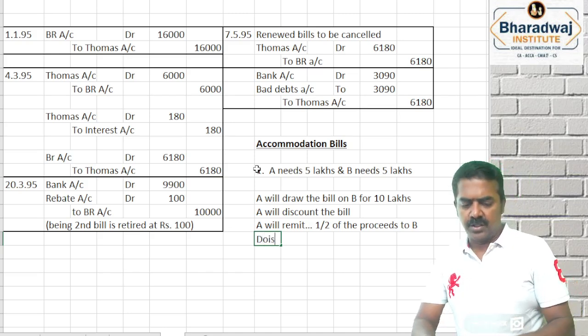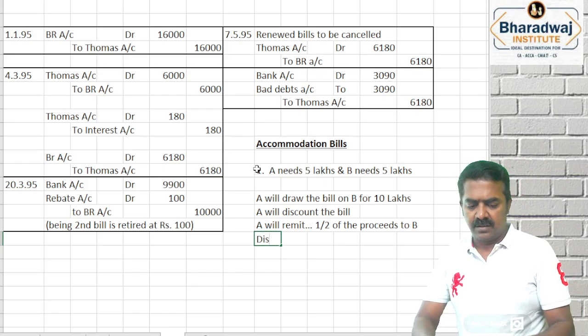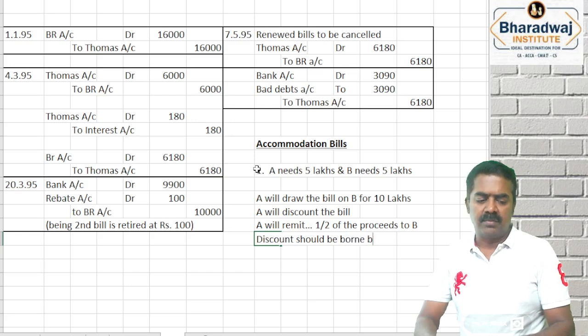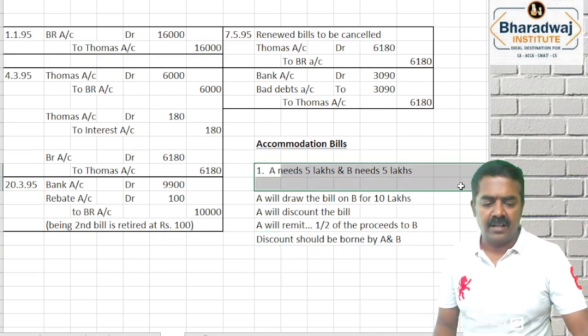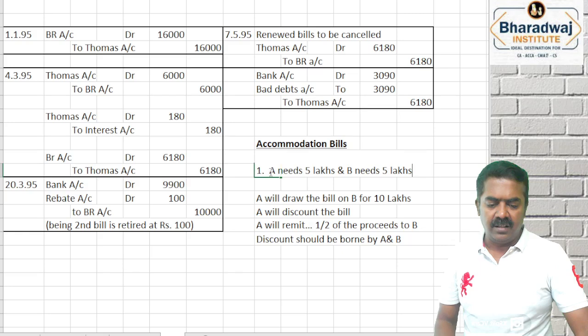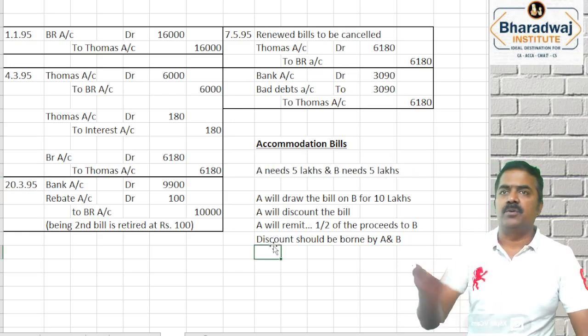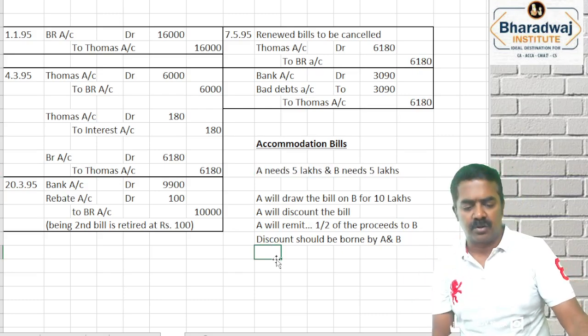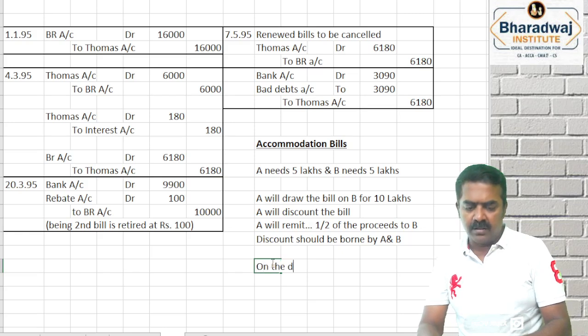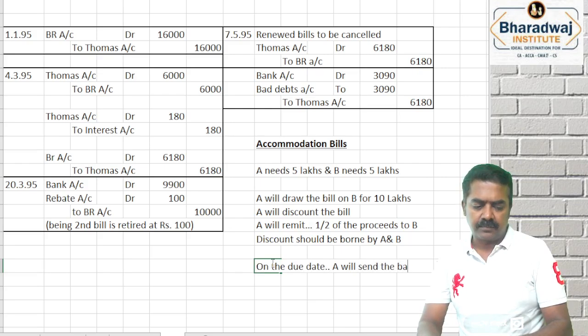Then there is the discount. Discount should be borne by whom? A and B, in which ratio? In the example, I need 5 lakh, you need 5 lakh, so in equal ratio we will bear the discount. Suppose if I use the money in the ratio 3 by 5 and 2 by 5, in that ratio the discount will be borne. Then on the due date, A will send the balance and B will pay the bill.